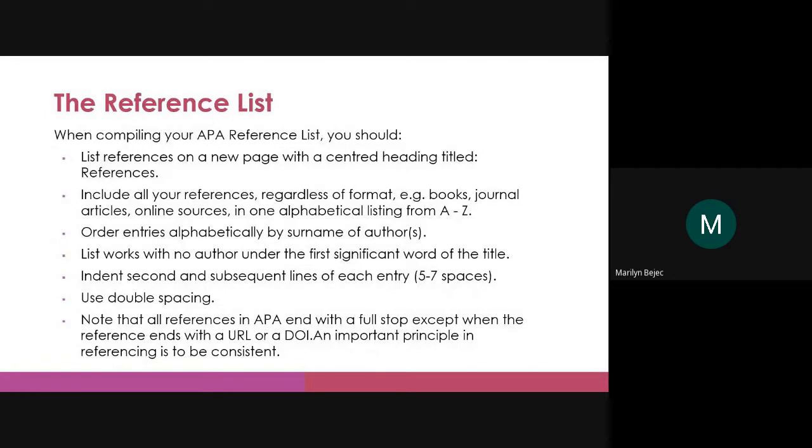List works with no author under the significant word of the title. You have to indent the second and subsequent lines of each entry 5 to 7 spaces. Use double spacing. Note that all references in APA end with a full stop, except when the reference ends with a URL or DOI. An important principle in referencing is to be consistent.